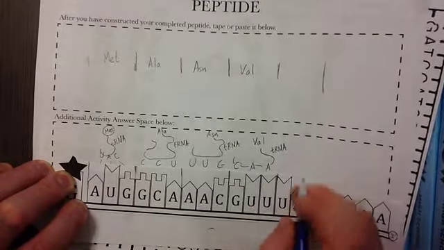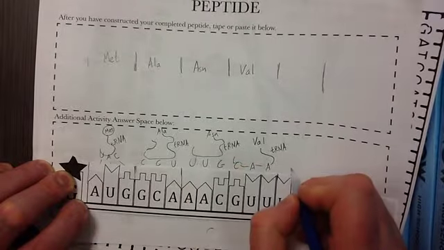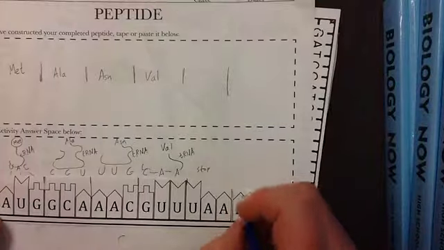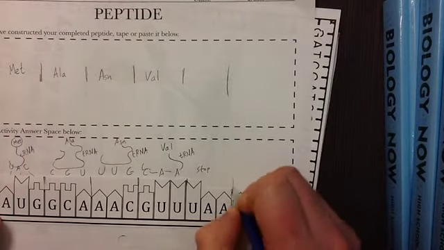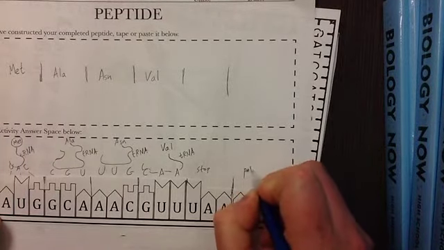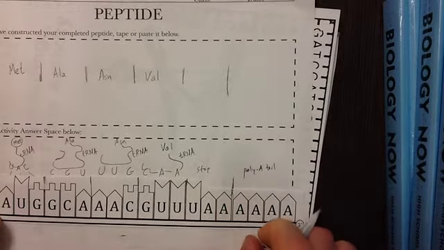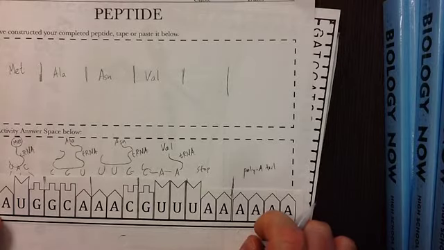Then we get to the stop. The stop means don't bring any more tRNAs. This is your stop. And then this is the last part, the poly A tail, which again tells those ribonucleases, don't destroy me.